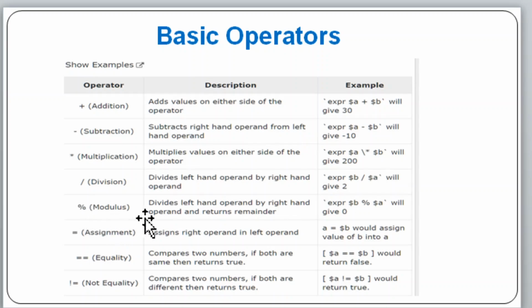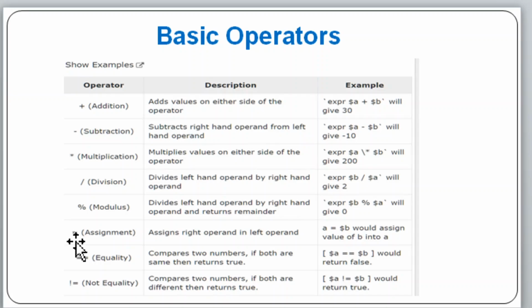And guys, modulus is similar to division, except it divides the left-hand operand by the right-hand operand, and it returns the remainder. So we could do expression variable b modulus variable a. It's going to give 0, okay? Assuming, let's just assume b is 1 and a is 1. So 1 divided by 1 is going to equal 1 with 0 remainder, so 0. So it would actually just give you the value 0.